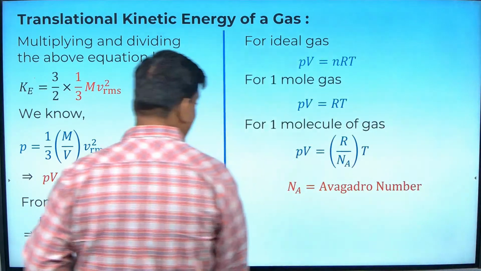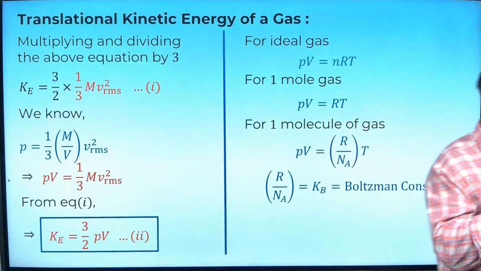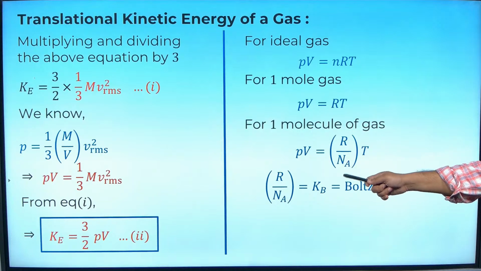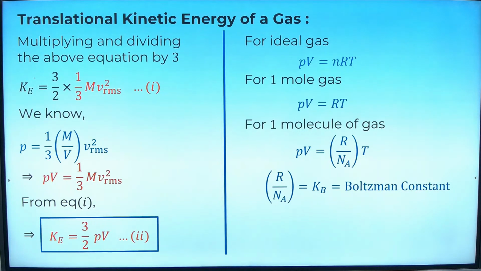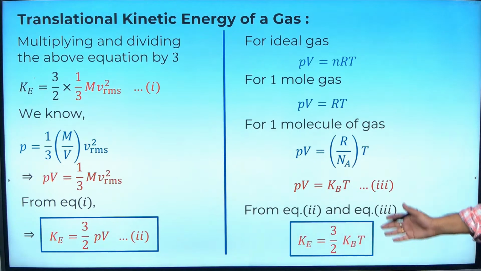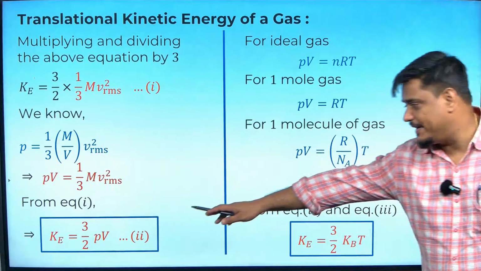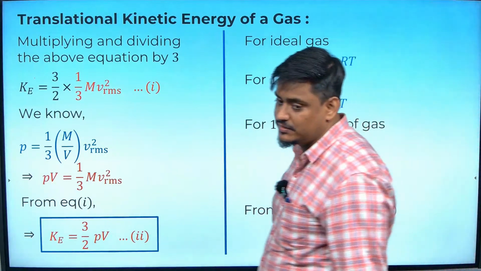So, Na is the Avogadro number. And this R by Na is a constant. It is called as Boltzmann constant Kb. Remember these things. What is Kb? Kb is R by Na. R is gas constant, Na is the Avogadro number. When you divide gas constant by Avogadro number, you get a new constant called as Boltzmann constant. Please remember this. So now, if I replace by Kb, then PV will become equal to KbT. From these two equations, instead of PV, we can write KbT. So kinetic energy will become 3 by 2 kT.